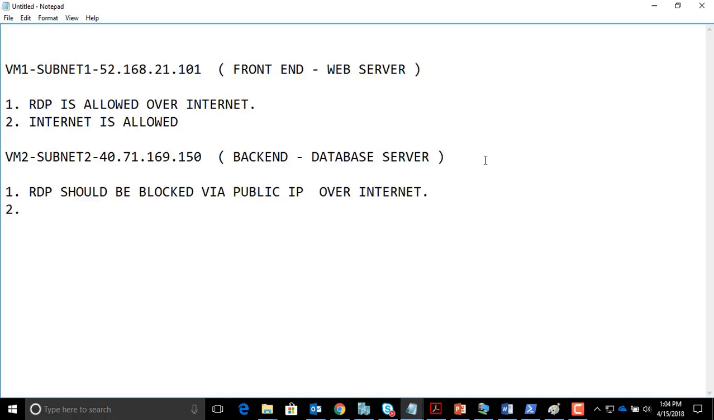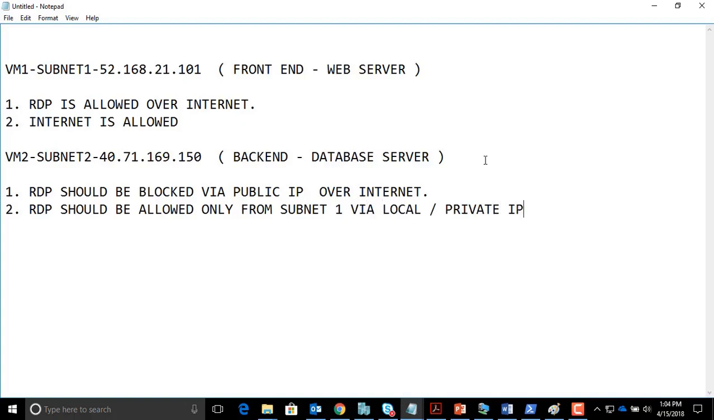And second, RDP should be allowed only from subnet 1 via local IP or private IP. And third, internet blocked, because this is a database server. So for security reasons, we need to block internet.